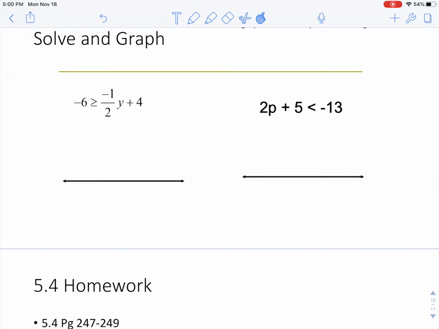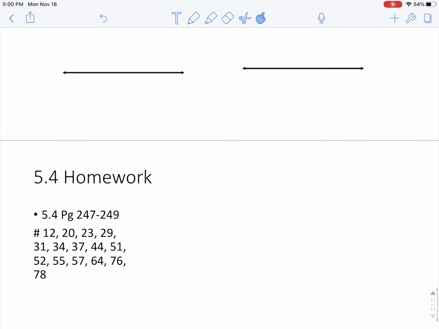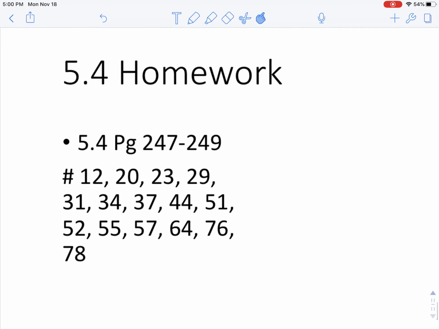I want you to try both of these problems before starting the homework. So pause the video, solve the problems, make sure you solve and graph, and then you can start the homework. All right, the homework is here. Pause the video to write it down and then get started.